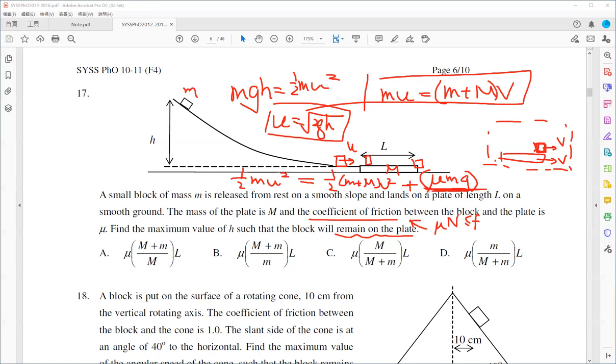How can we find the work done against friction? We multiply by the displacement, that is L, the distance small m slides over the plate. Then you solve these three equations, and you can get the maximum value of h. That's it. Very simple, isn't it? Let's substitute u to be the square root of 2gh. Let me do it very fast.